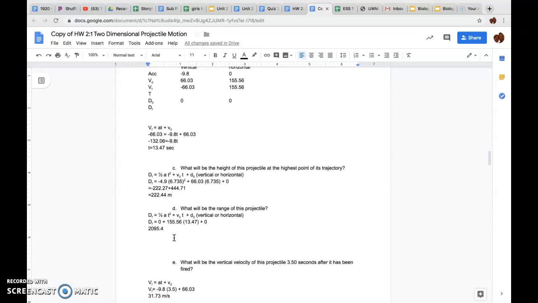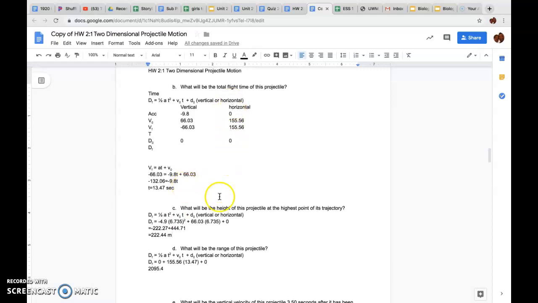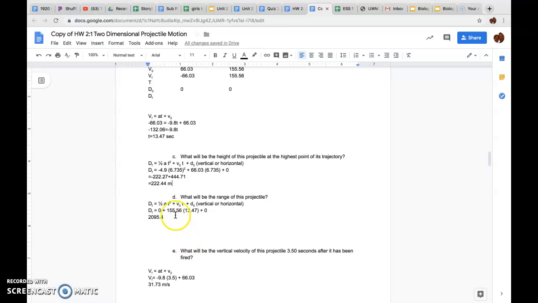All right, the range of this projectile is how far it will eventually go. Again, now we're going to be using the horizontal information. Horizontally, we know that its acceleration is 0, so that can all be wiped out. The velocity initially is 155.56, and it's going to be in the air for 13.47 seconds, and it had no initial displacement. So if we reduce that down, it'll be about 2,000 meters.